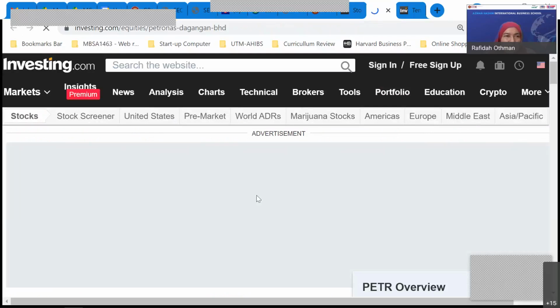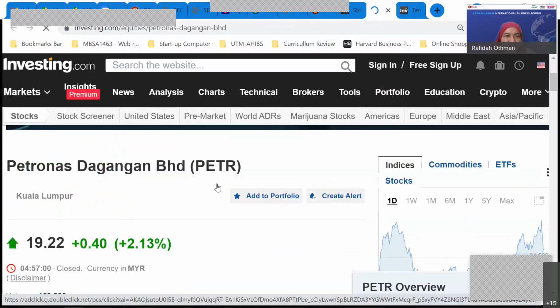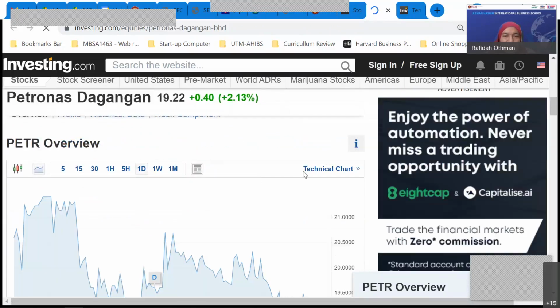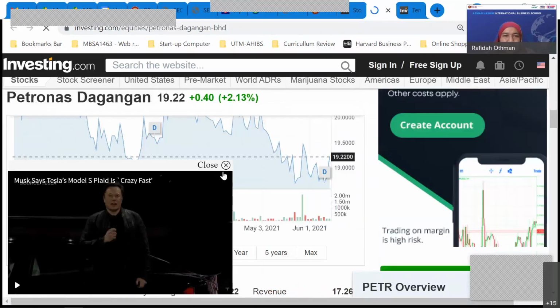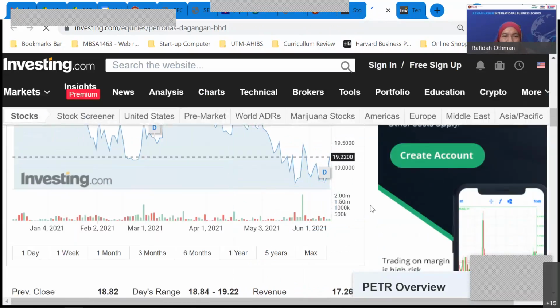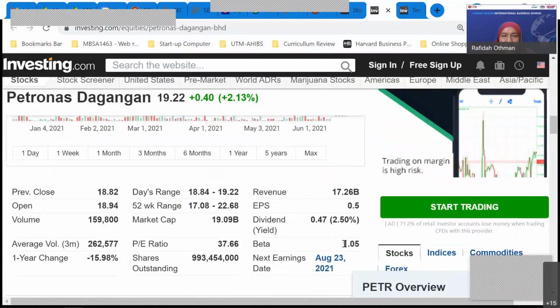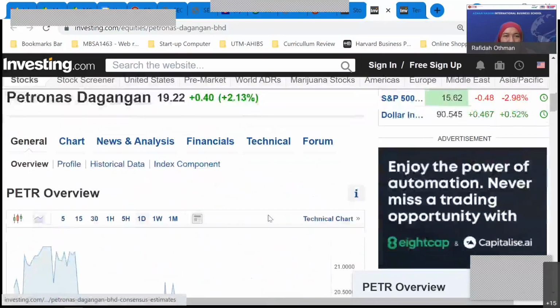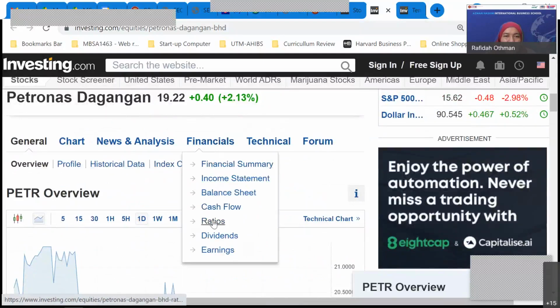Okay, so this is the general information first. Petronas Dagangan, overview. Let's see what happened to the stock prices. Okay, what is the beta? It is 1.05. So you can use this for that. And in the financial statement, you can find these ratios.